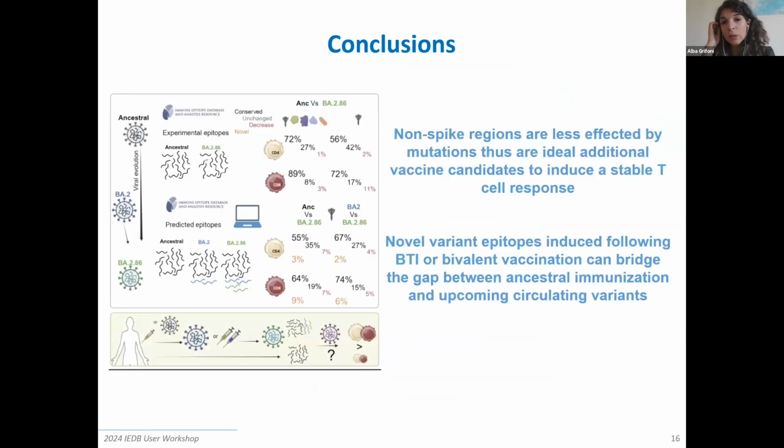So in conclusion, what we saw with our bioinformatics study is that non-spike regions are really less affected by mutation. And so incorporating into future vaccine candidates not only the spike, but also other proteins might be a way to induce a more stable T-cell response through time. The second point is that, when we think about novel variant epitopes and this de novo recognition, this is a mechanism that T cells can use to bridge the gap between the original ancestral and the upcoming circulating virus. So good news: T cells are still there, and even if the virus keeps evolving, they are going to be able to help in slowing down the spreading of the virus and reducing disease severity.